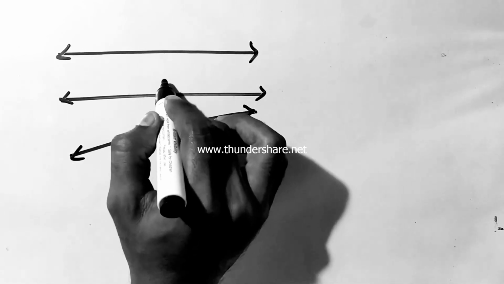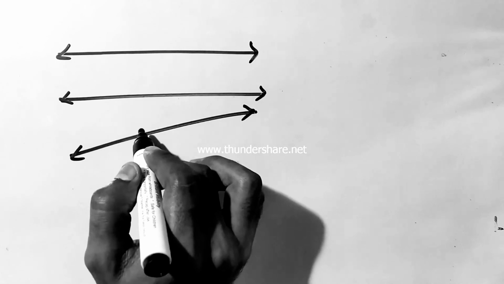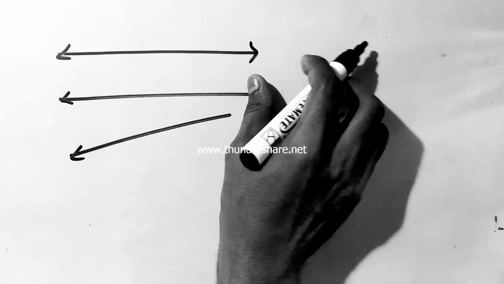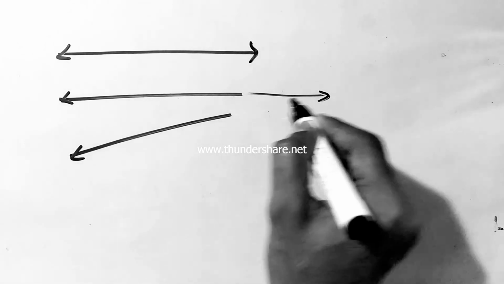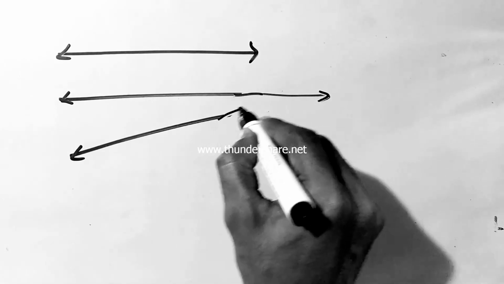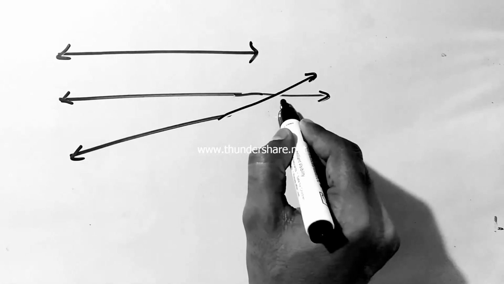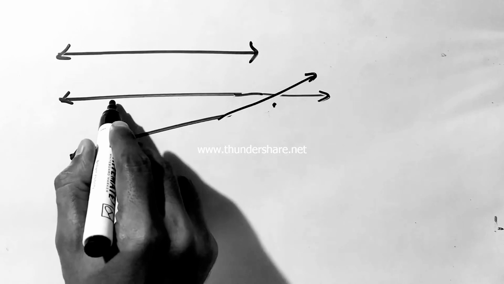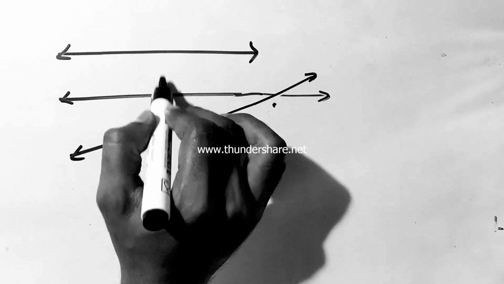These two are parallel lines. These are not parallel lines. If this line is touched on this line, or extended in this way, so this line is touching in this way, then this is the intersecting line. Here these two are intersecting lines. These two are parallel lines.